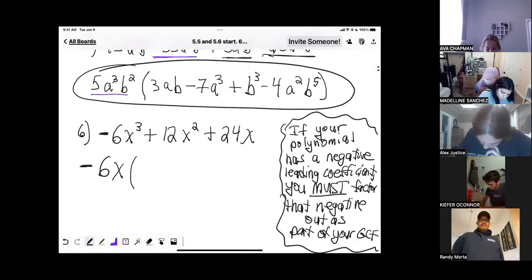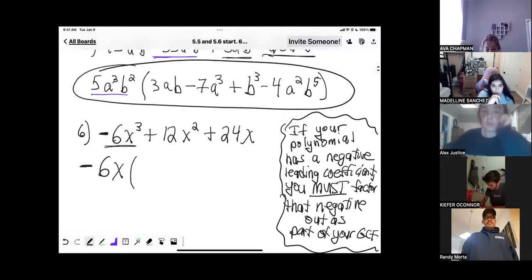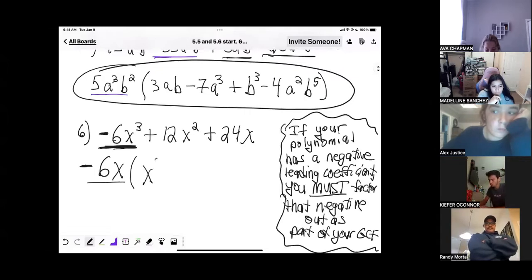Now remember, we're going to have to deal with that negative a little bit. So -6, I'm starting here. I'm doing this so you can see what I'm talking about, and I'm doing it to here. So -6 divided by -6 is 1. x to the third divided by x is x squared. So positive x squared. I took the negative out.